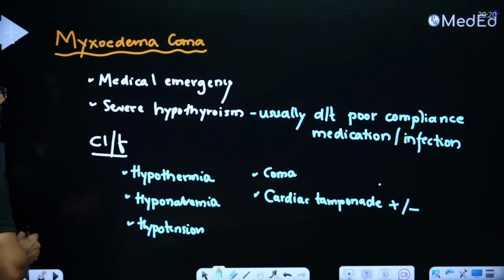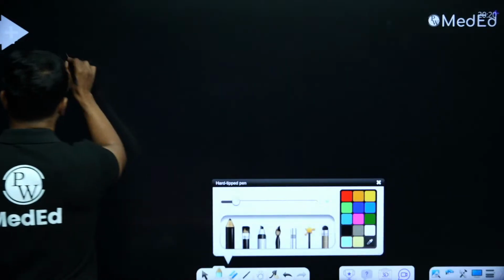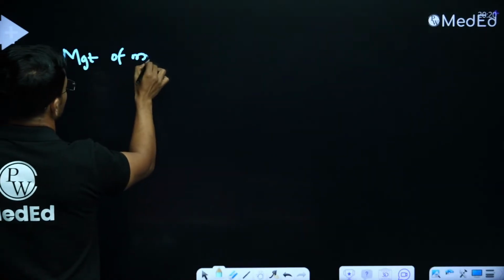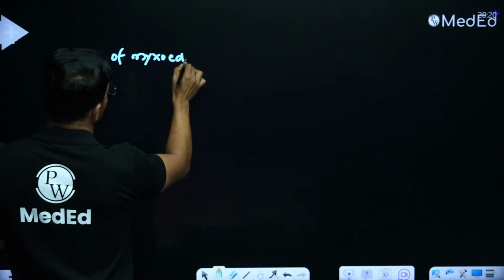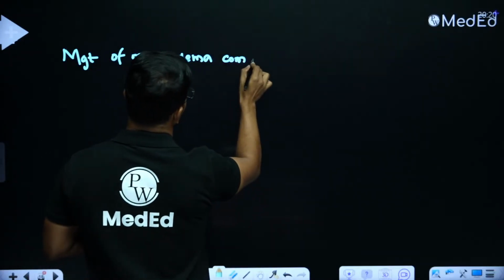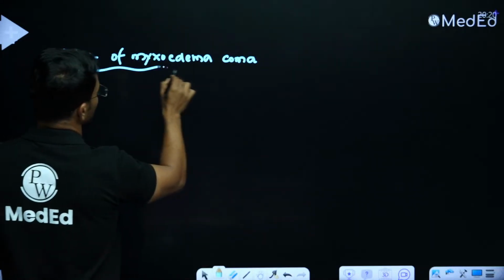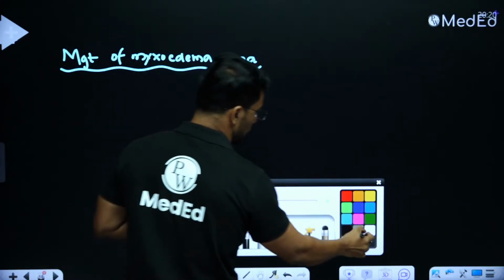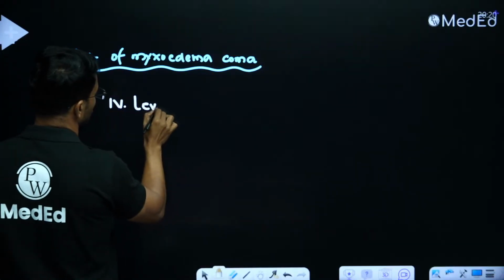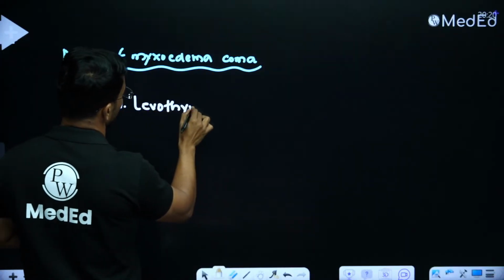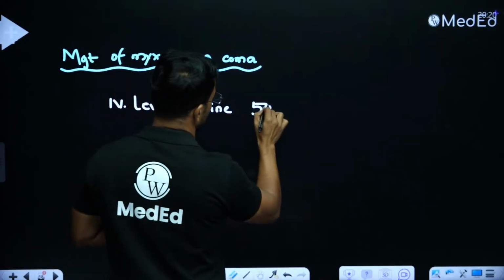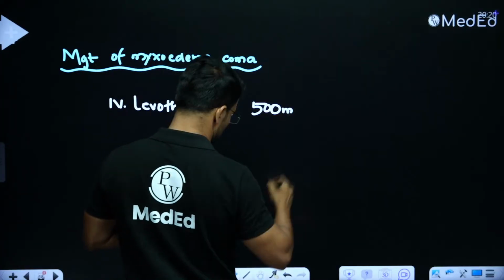Okay, so now how do I treat these patients? The management of myxedema coma. Here I need to quickly elevate the thyroid hormone levels in the patient, right? So how can I elevate? That can be done by giving IV injection of levothyroxine, 500 micrograms.